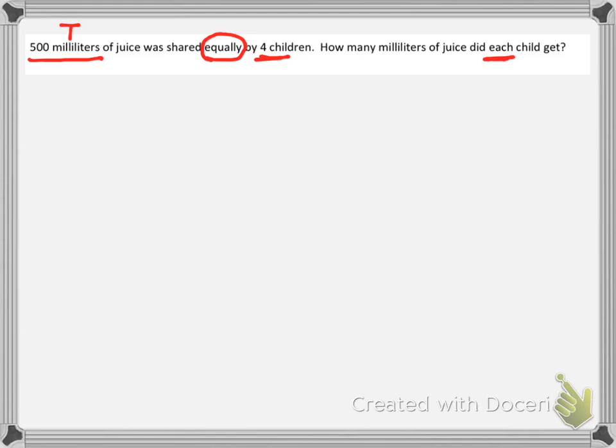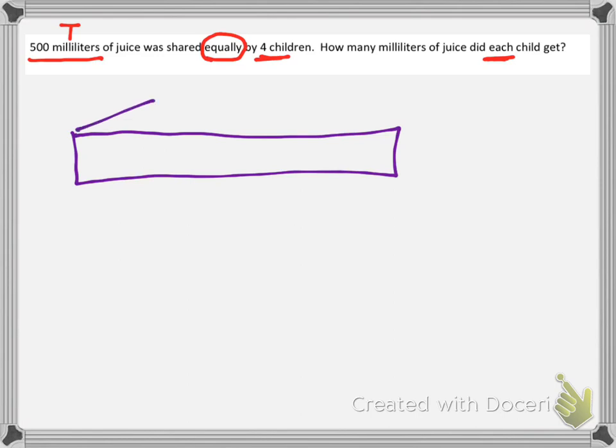So we're going to want to create a tape diagram to represent this problem. So here's my tape. And this whole thing is equal to 500. Now we need to represent, because we're dividing by 4, we have 4 children. So we need to know how much of the juice we're going to be able to split up between the 4 children. So we are going to have 1, 2, 3, and a 4. Okay? And inside each one of those is going to be representing the juice. We need to know how much juice each child is going to get in order to reach 500 milliliters.